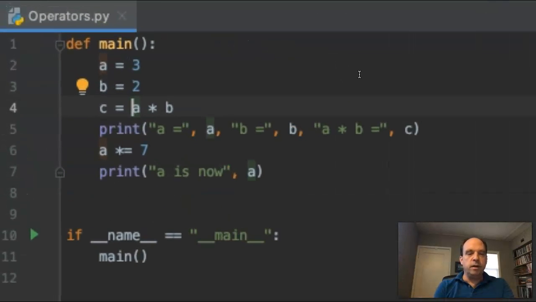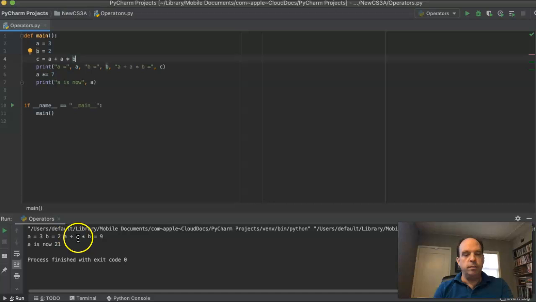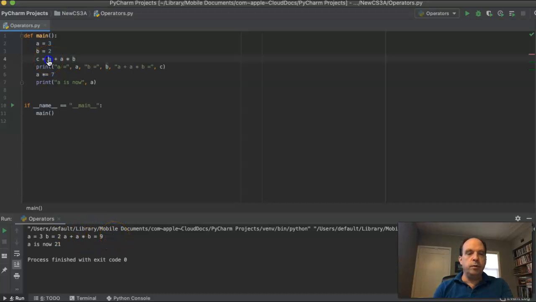Python knows about order of operations, so if we add another operation here, Python should take care of the multiplication first and then the addition, just like in math, but let's be sure. If Python did this wrong, it would get 12. Let's see what happens. a plus a times b equals 9. Fantastic. And if we really wanted 12, we would need to put parentheses around the a's.